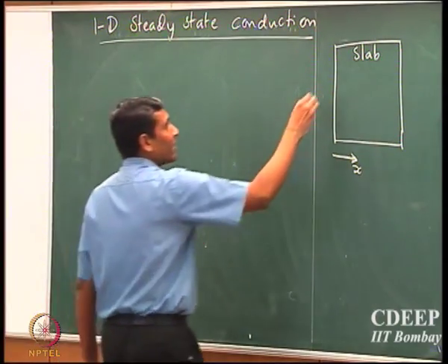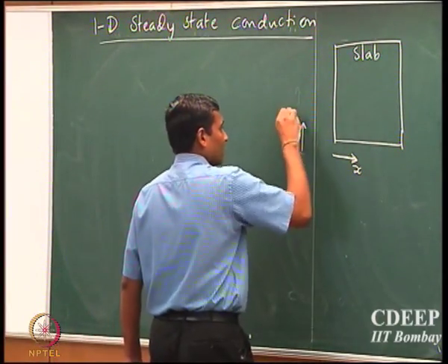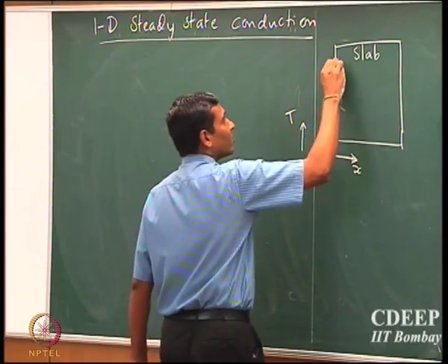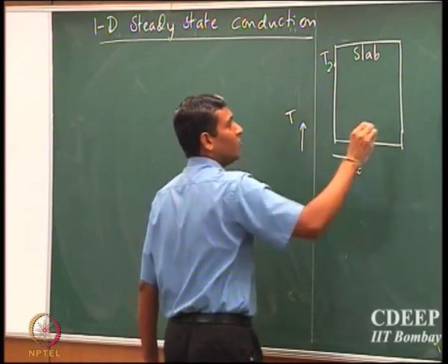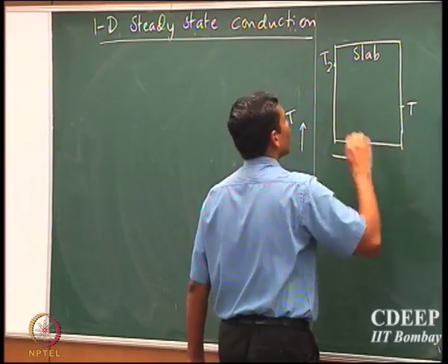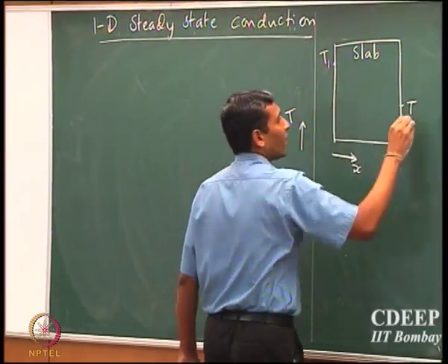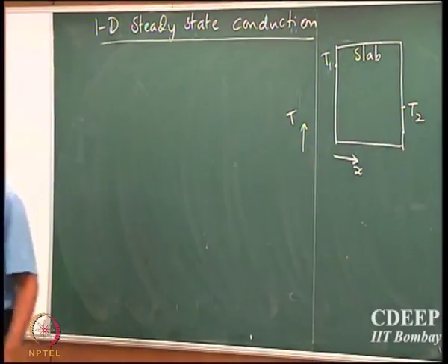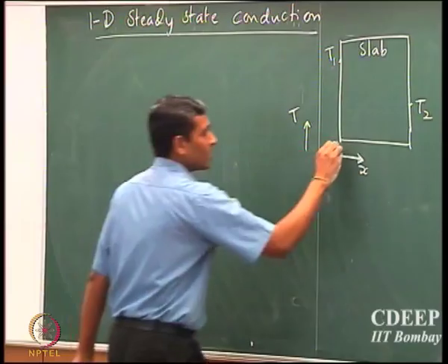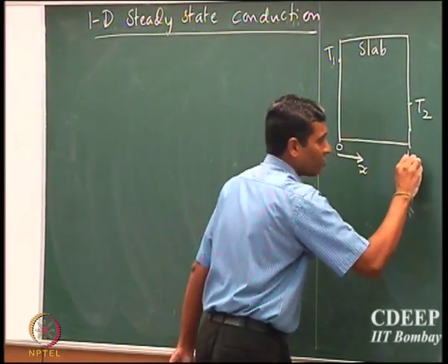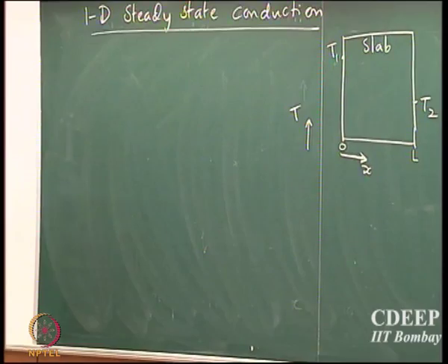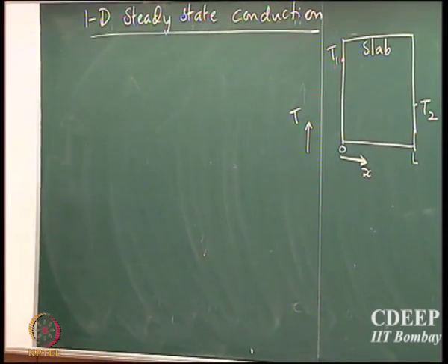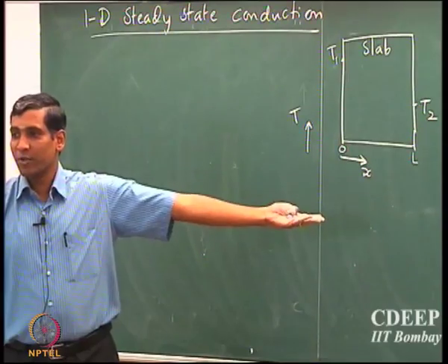And if we assume that, so this is the temperature axis. So the temperature here is T1 and the temperature here is T2. So at x equal to 0, the temperature is T1 and at x equal to L, the temperature is T2. Okay. So what is the energy balance for this?